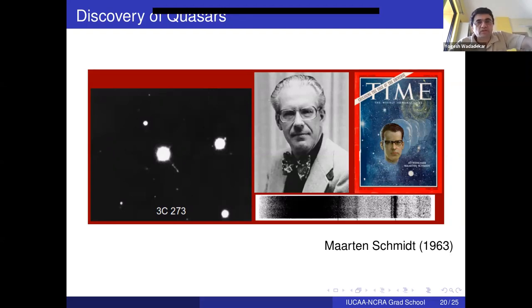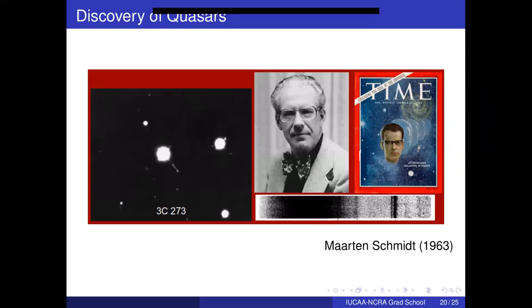He measured, of course, its radio luminosity, which was very high. He went and measured its optical luminosity, which was also very high. Very soon they obtained measurements at a variety of wave bands, and they found that this object was very, very bright across all wave bands. Very soon after Martin Schmidt's discovery, it was realized that 3C273 is not a unique object.